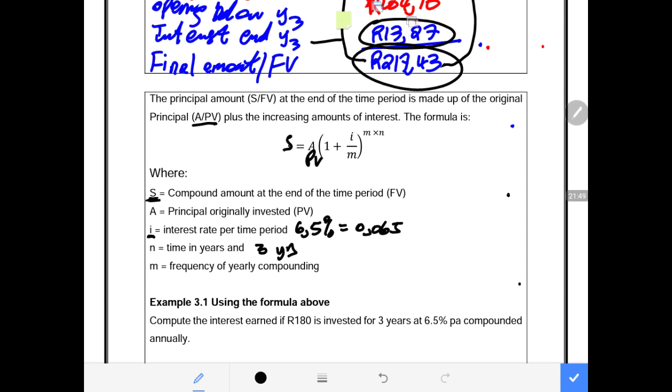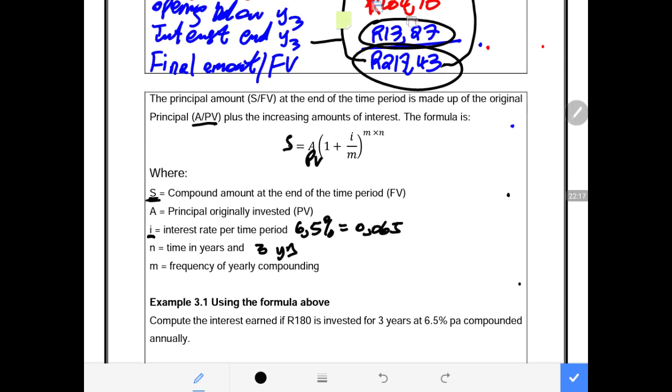And I want to highlight that when you do the formula, please make sure that your I is recorded in decimals, not as a full number. It must be in decimal, 0.065, whenever you work your answer using the above formula. Which is very important, more especially when you don't have a financial calculator as yet. It's very important to master this formula.